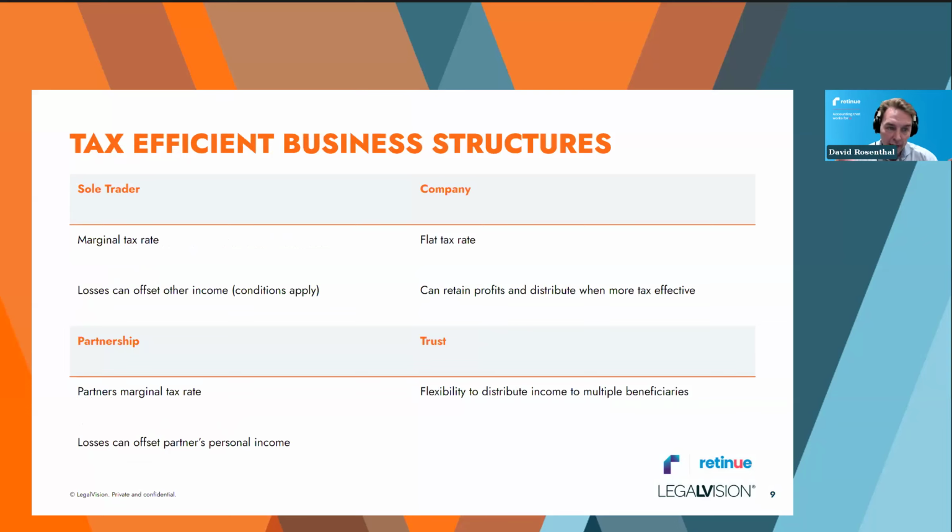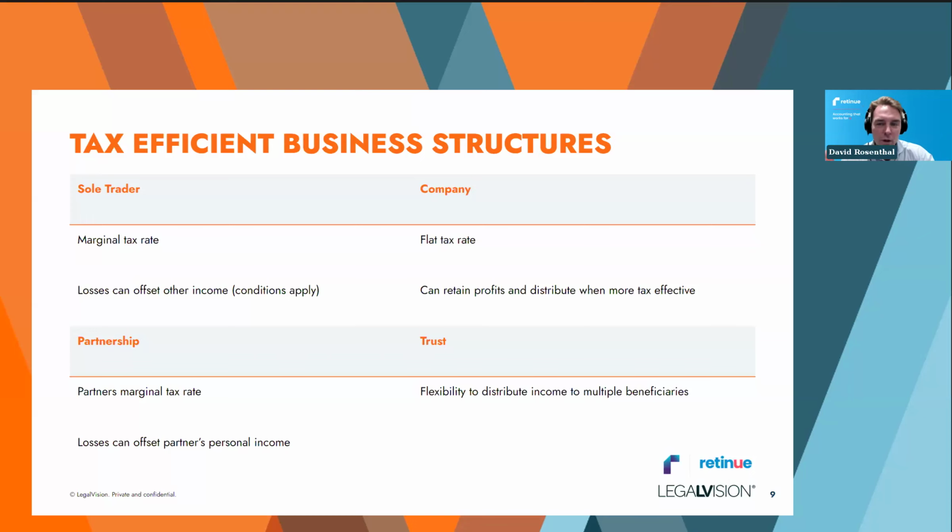So starting off with a sole trader, one of the advantages is you have a marginal tax rate. A sole trader gets taxed at their personal marginal tax rate. An advantage of that is, obviously, if you're starting off in business, you'll pay the least amount of tax because you have your tax-free threshold, plus just the marginal tax rates. And because we're in the new financial year, the stage 3 tax cuts have just kicked in for individuals, so you actually have a bit of an extra tax saving there.